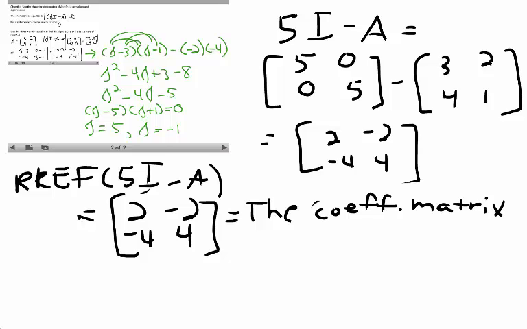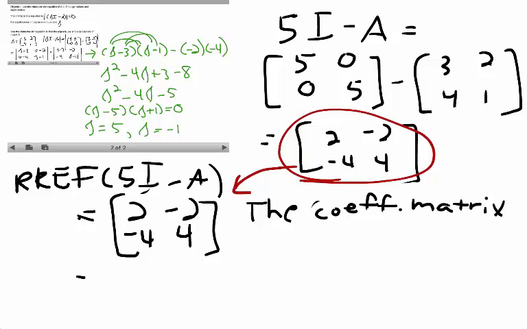So we take our reduced row echelon form of the 2 by 2 matrix, found by taking 5 times I minus A. This result is what we call our coefficient matrix. And we find that our reduced row echelon form is 1, negative 1, 0, and 0.